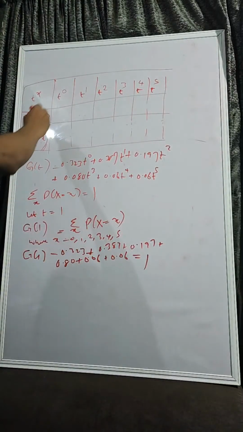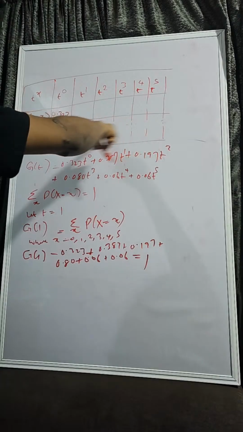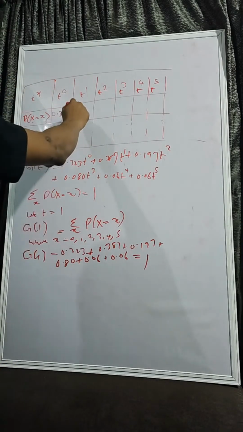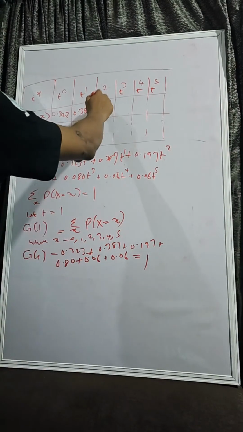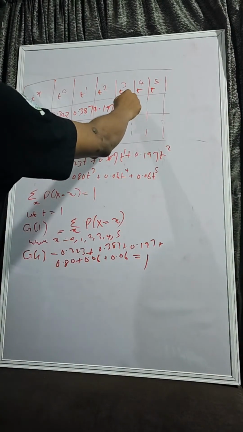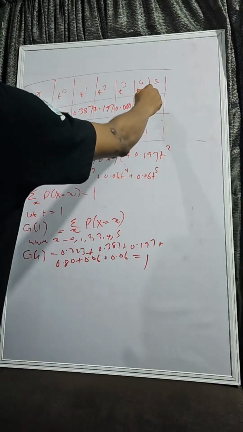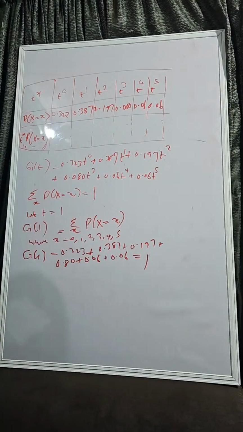So now the probability is what? 0.322. If you remember, that's what we had here, in the former table. 0.387, 0.197, 0.080, 0.06 and 0.06. So that's the probability from the former table.